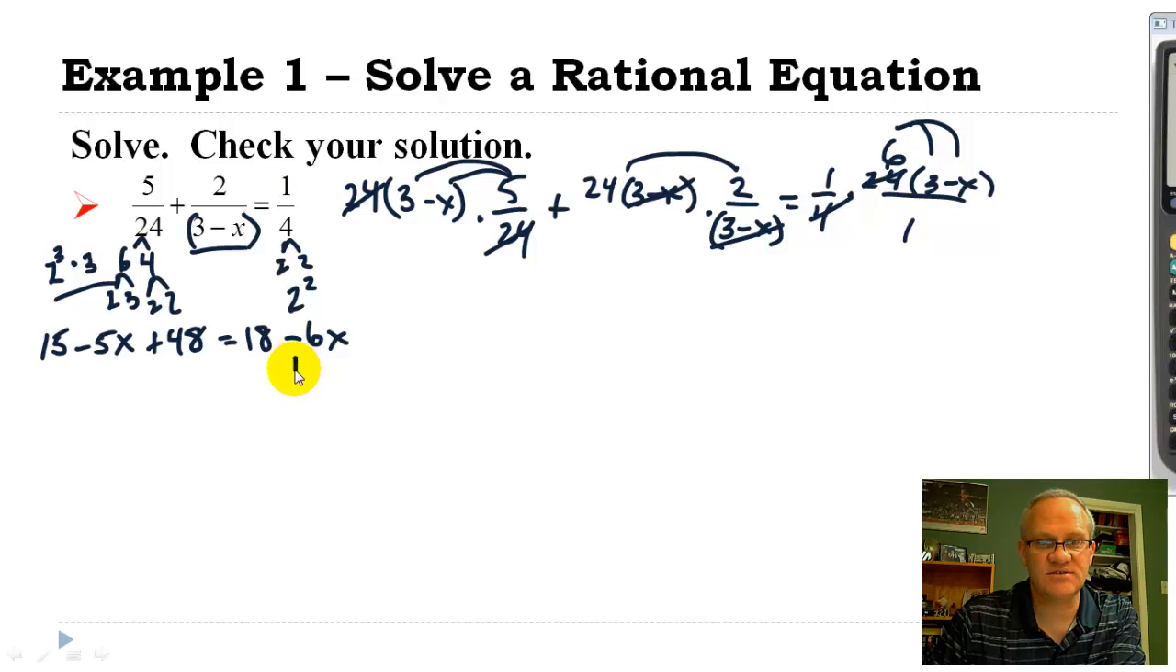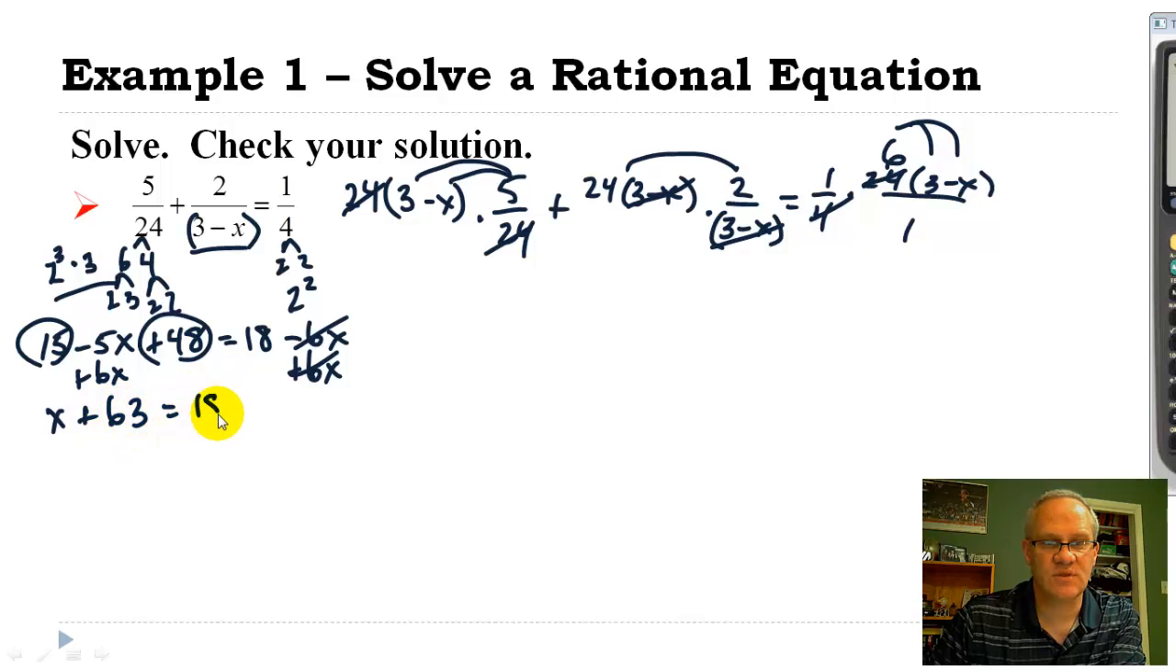I'm going to get the x's together, plus 6x, plus 6x. These cancel. So that leaves me with just an x. Here, I'm going to combine the 15 plus 48. So that's going to be plus 63 equals 18. And then the last thing I have to do here is minus 63. Cancel, cancel. x equals negative 45.